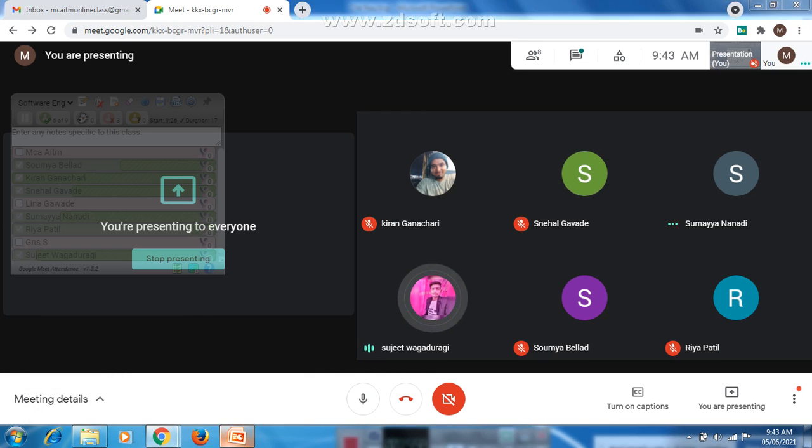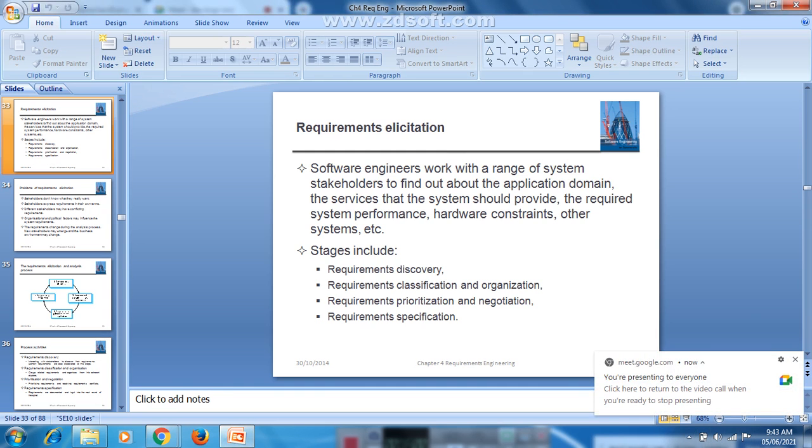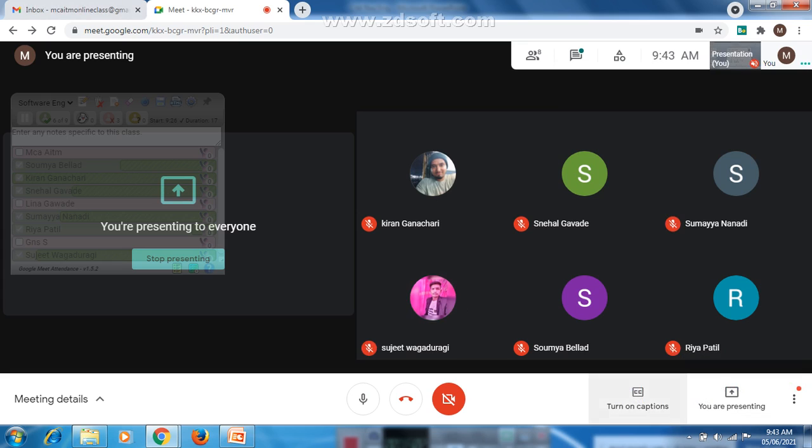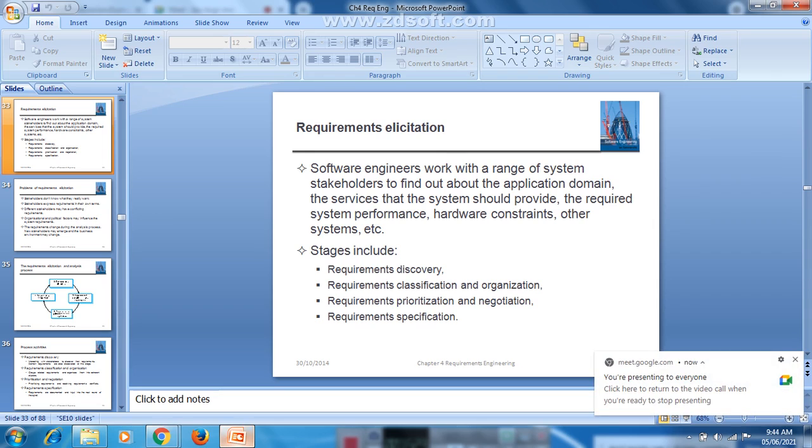Yes. Today's class will start again with requirement elicitation. This is the first activity included within the requirement engineering process. Again, this requirement elicitation and analysis phase is divided into a number of phases. Which phases are there in requirement elicitation, that we are going to study in today's class. See here, requirement elicitation.